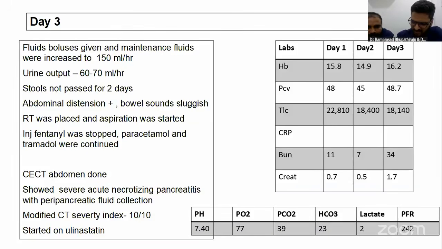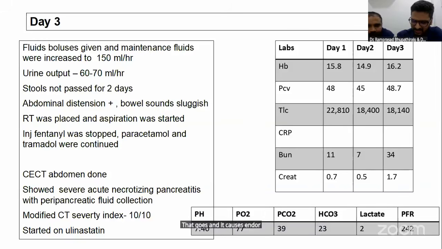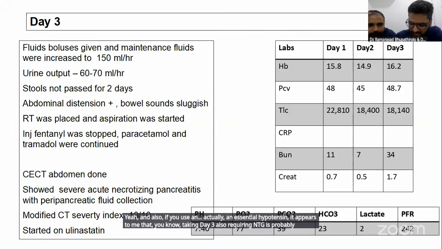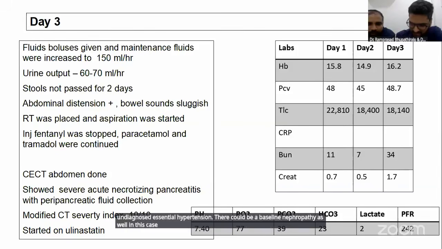One, because of the pre-renal cause, ma'am, because though overall fluid balance is positive, intravascular volume will come down. So pre-renal would be one cause. Second, could be secondary to that SIRS response, ma'am, because there will be a cytokine storm that causes end organ damage, ma'am. Also, it appears to me that taking day 3 also requiring NTG, he is probably an undiagnosed essential hypertensive. There could be a baseline nephropathy as well in this case, which has now added to the problem.